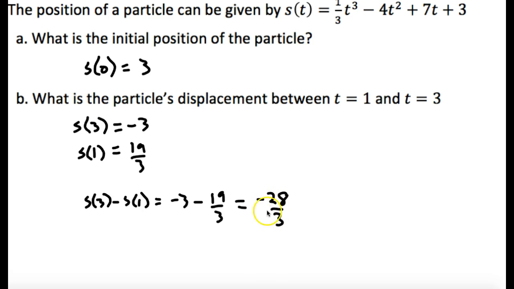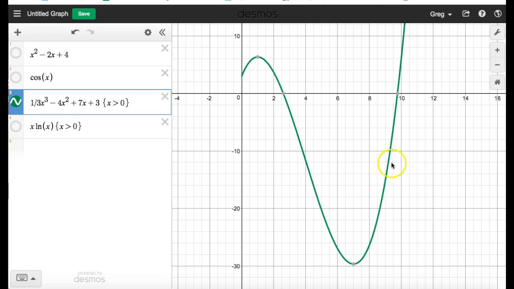-28/3. Now, does it make sense to have a negative displacement? Well, sure. If we think about our function here, this is what this function would look like. Starting at 0, at 1 I'm right here, and then I'm moving to the left, all the way here, and my position at 3 is -3. So that negative displacement is just saying I moved to the left 28/3 spaces, or -9.33333.